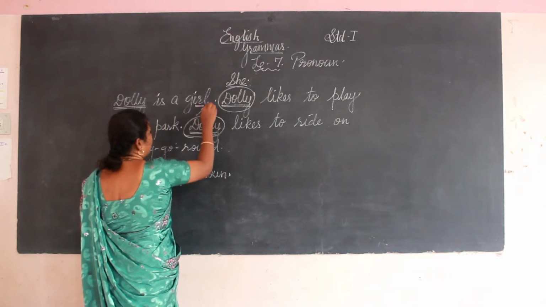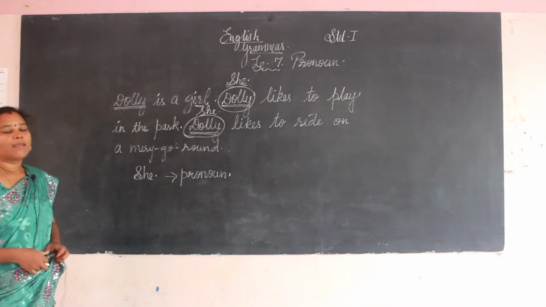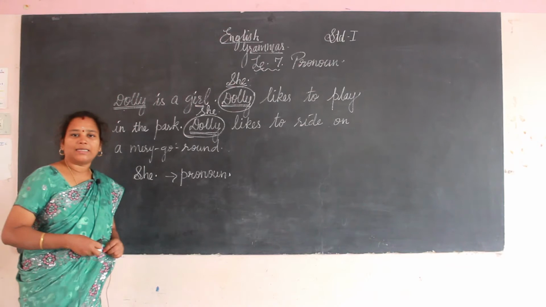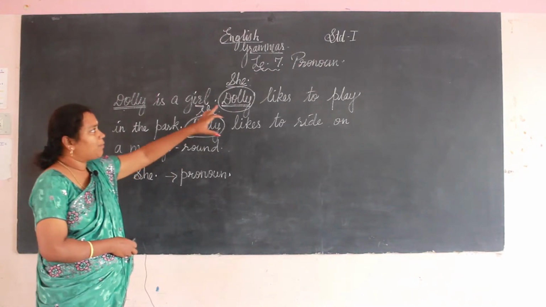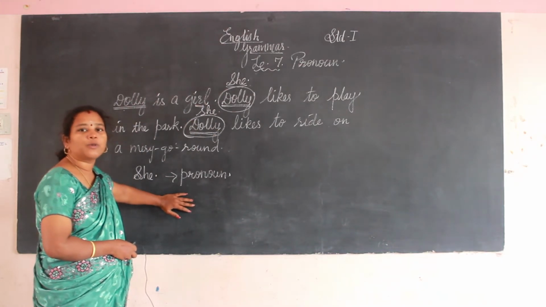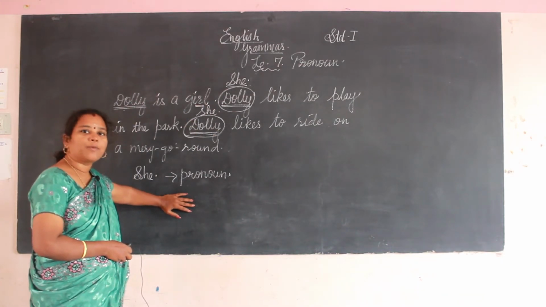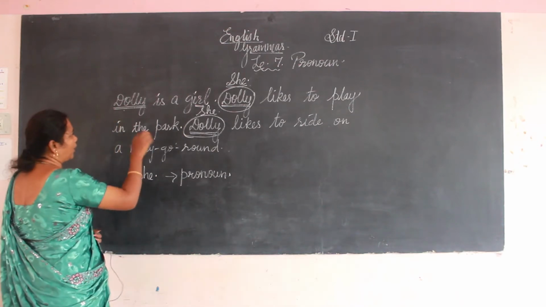What are you going to write here? She. So instead of a name, place, animal, things, we are going to write pronouns. That is called a pronoun. Now you will be clear where to put a pronoun and how to use a pronoun, that I will show you.